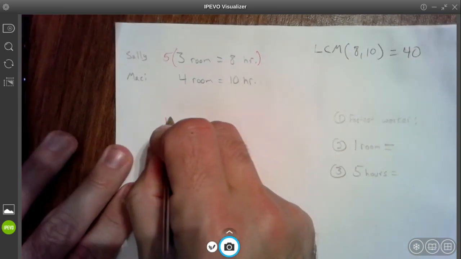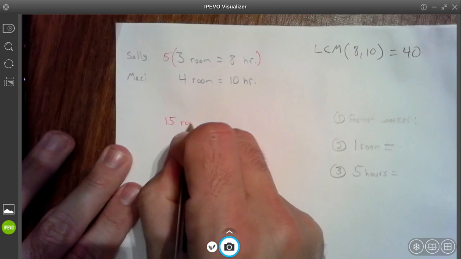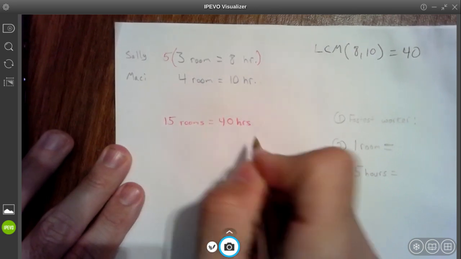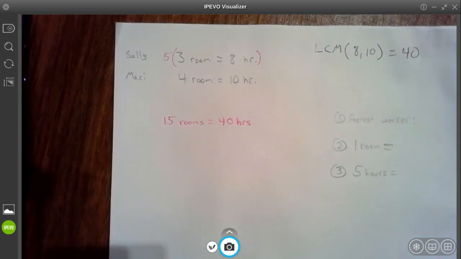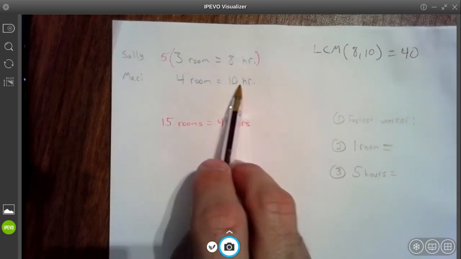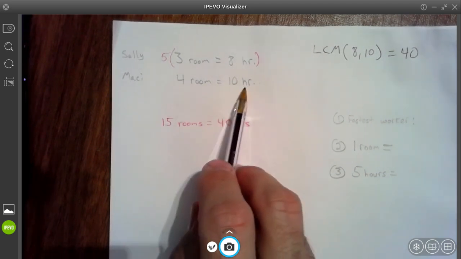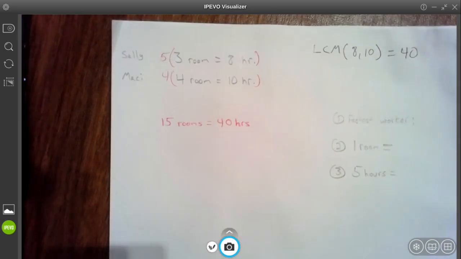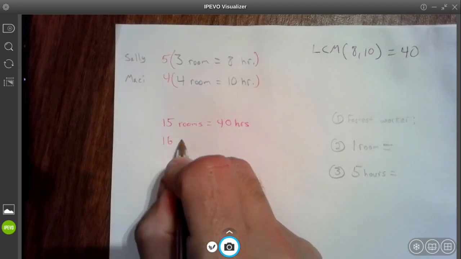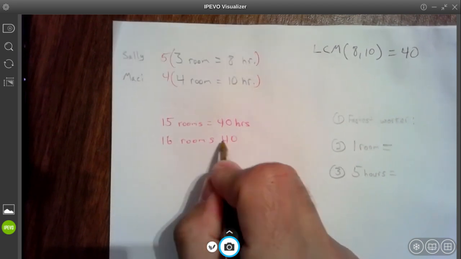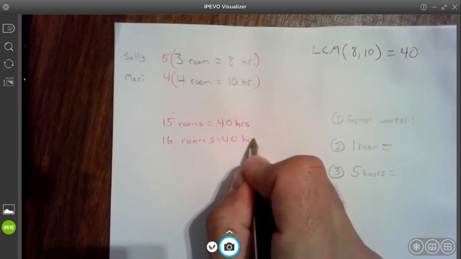So for Sally, it's going to be 15 rooms in 40 hours. Boy, a 40-hour work week. She does 15 rooms. And then for Macy, I can make the bottom equation 40 here if I multiply by 4. That would give us 16 rooms in the same amount of time, 40 hours.